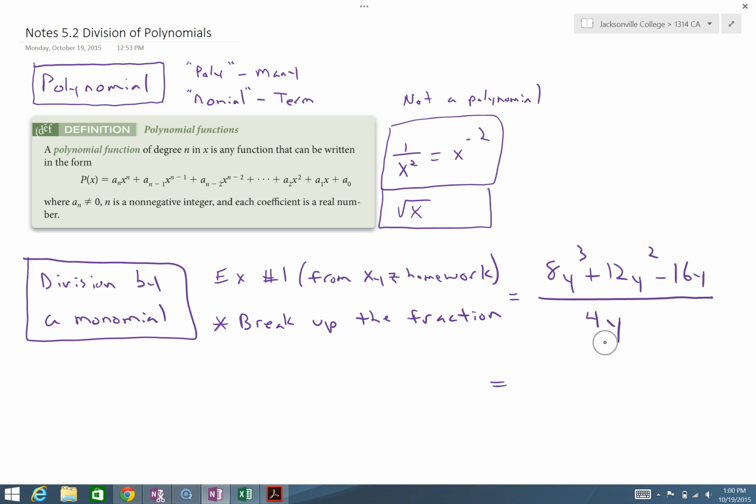I'm going to look at this first division, that is 8y cubed over 4y. And then I will look at this second division, 12y squared over 4y. And then lastly, minus 16y divided by 4y. And the operator I left here in the middle. All right.